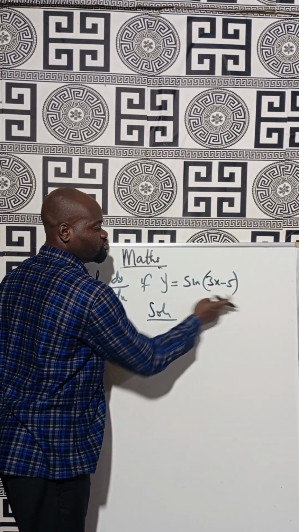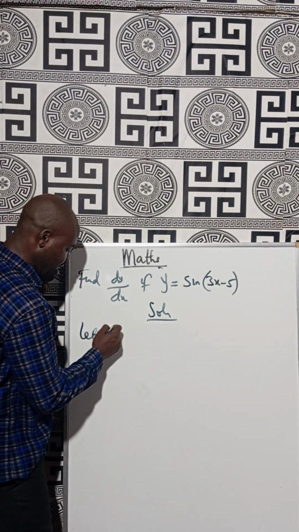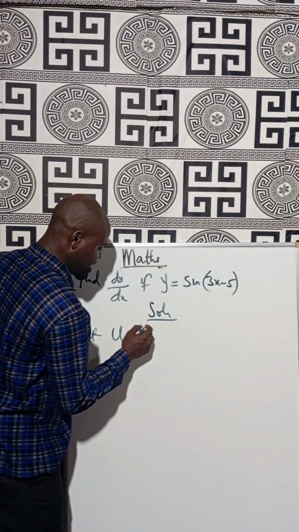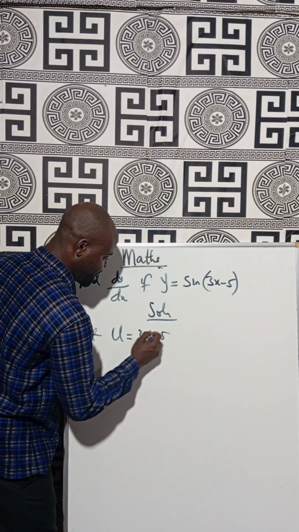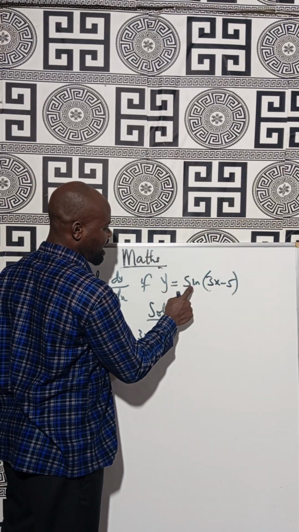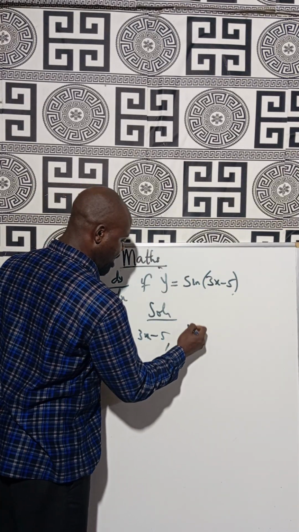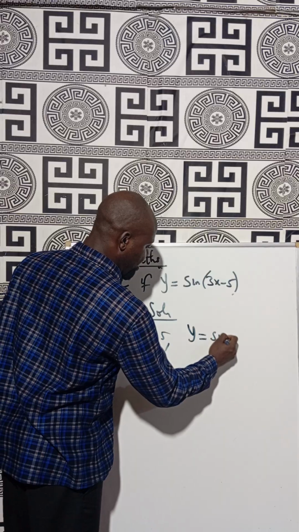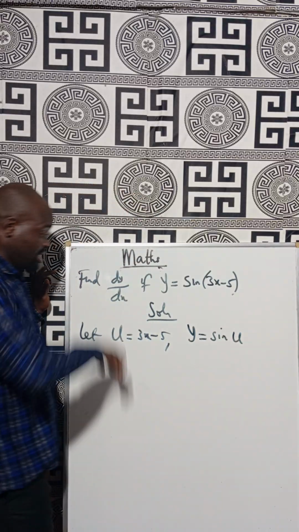You can just call it u. You can say let u be equal to 3x minus 5. So this implies that y equals sine u. Y is equal to sine u. Understand me now? Very easy and simple.